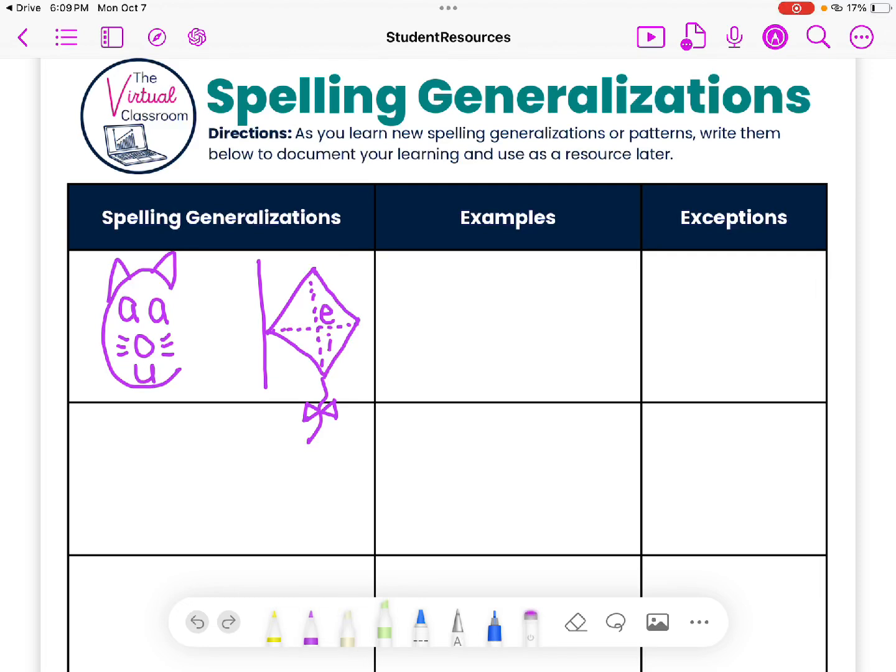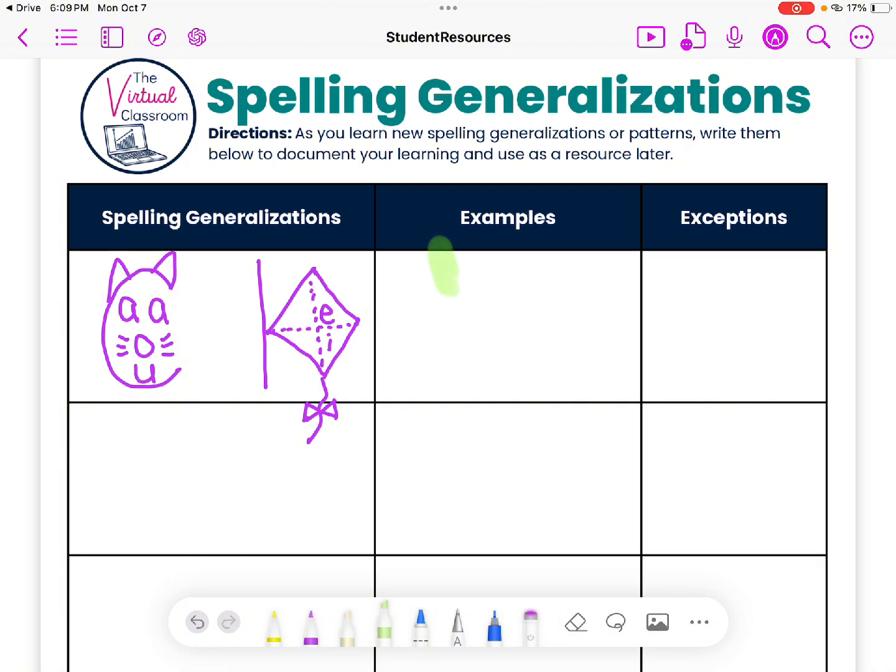Explore the cat kite rule. In the cat kite rule, we learn which letter, C or K, is used to spell the K sound at the beginning of a word. This rule tells us that C takes A, O, and U, and K takes the other two.